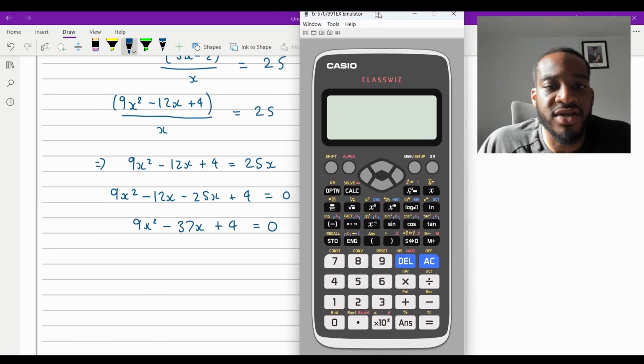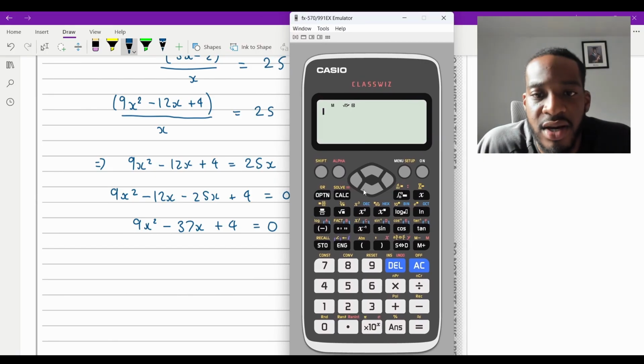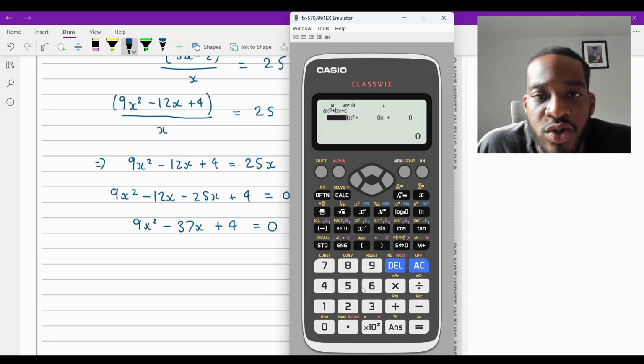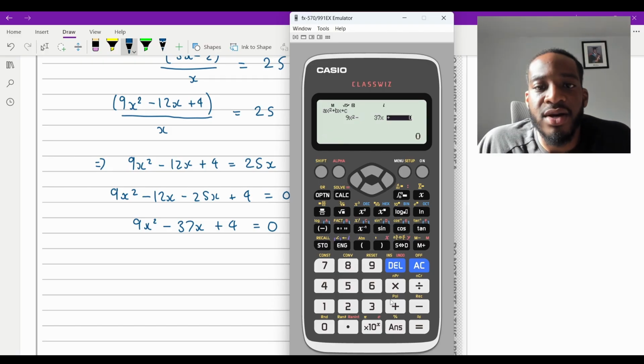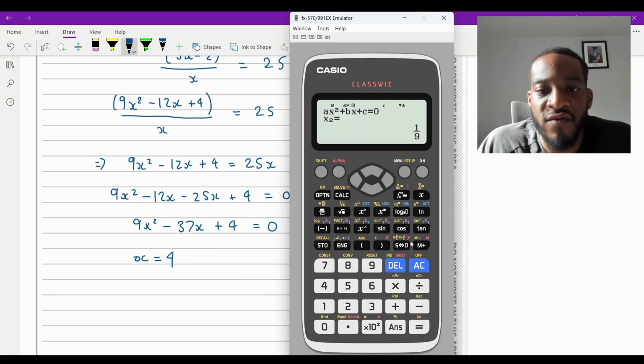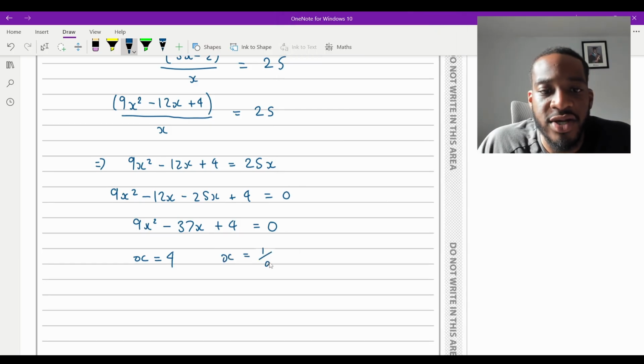So I'm going to get my calculator and solve this. I'm going to go to equation, polynomial, 2 degree. A is 9, B is negative 37, and C is 4. So one answer I get for x is equal to 4. And is there another answer? 1 over 9, which is 0.1 recurring, isn't it? So x is equal to 1/9. All right, so we've got these two answers.